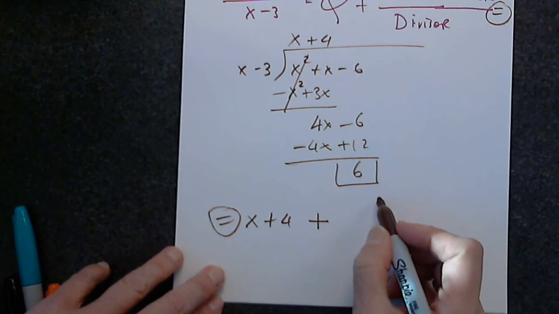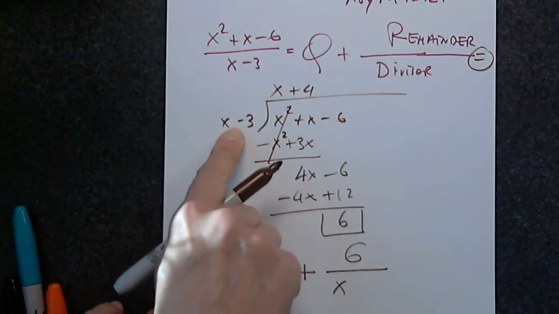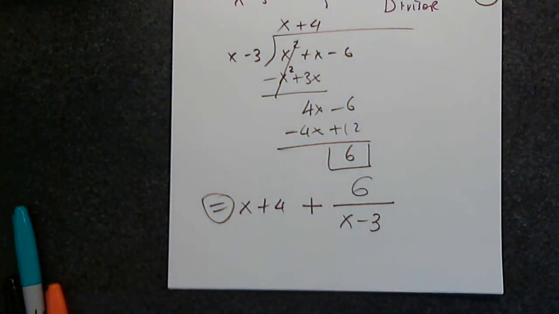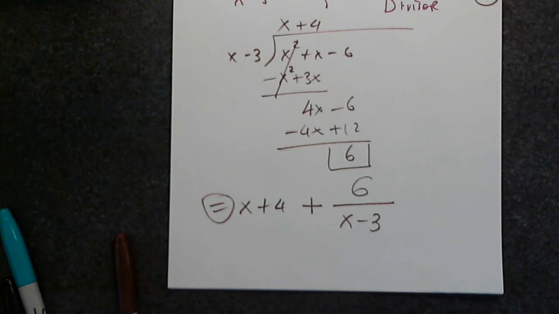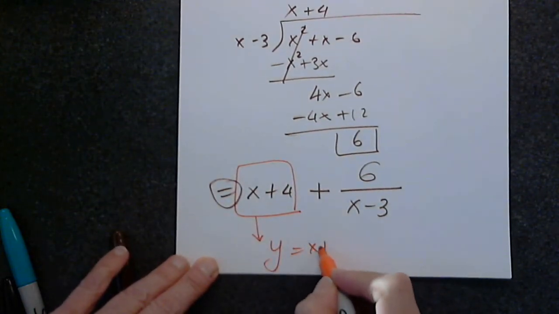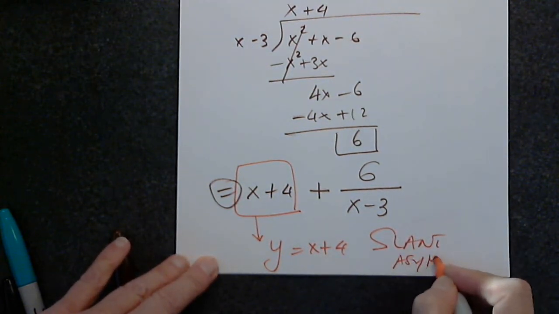Plus, yes, the divisor. Perfect. We are only interested in this piece. This is y equals x plus 4, the slant asymptote.